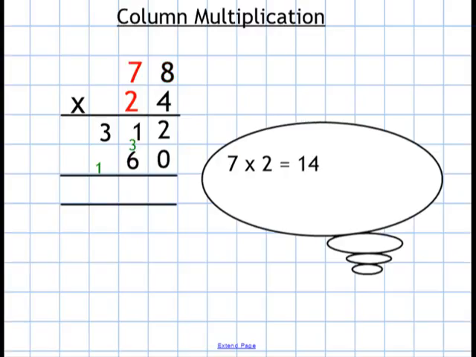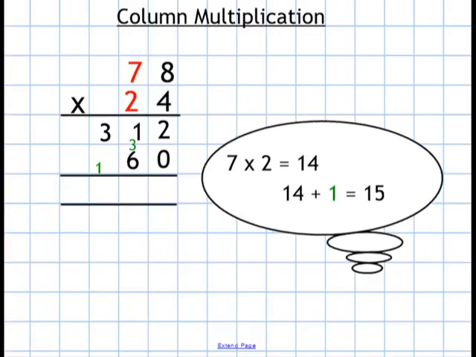And 7 times 2 is 14. But I've got that 1 that I carried over. So 14 add 1 is 15. And pop it in there.